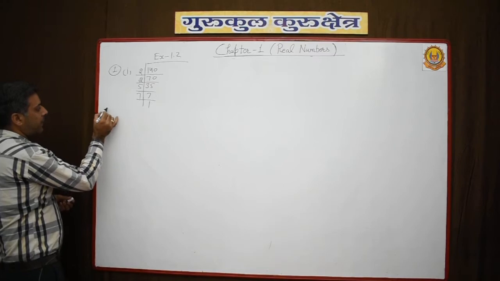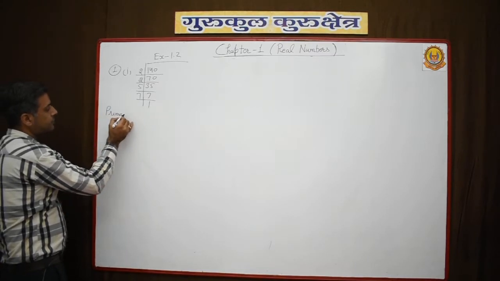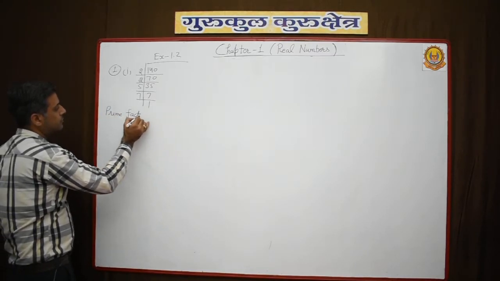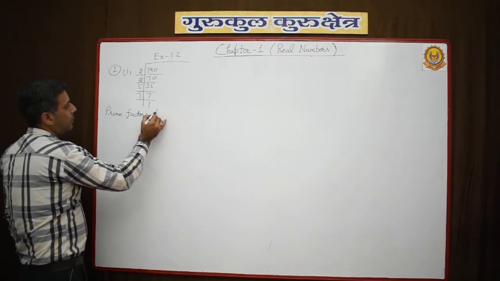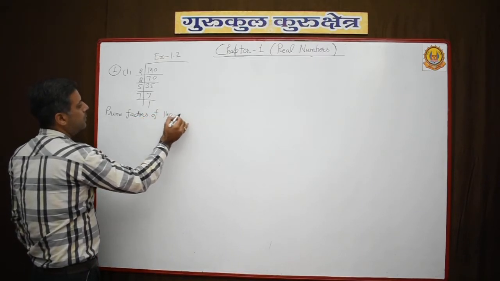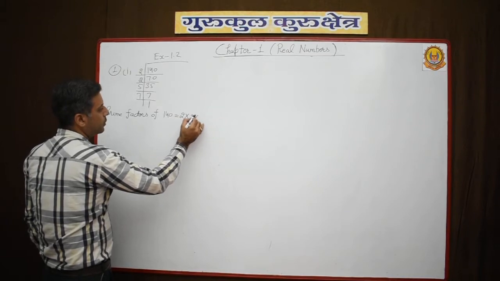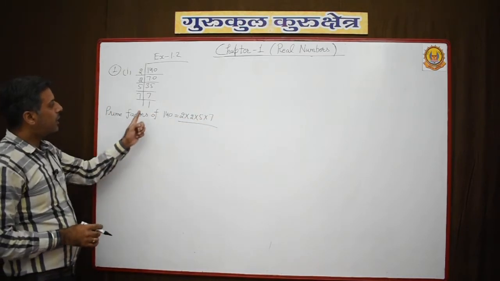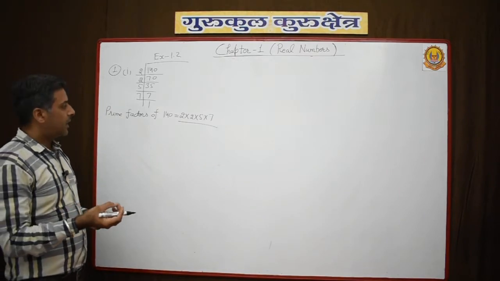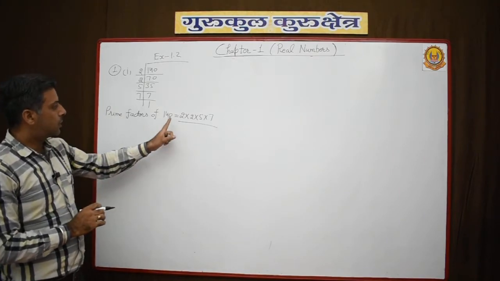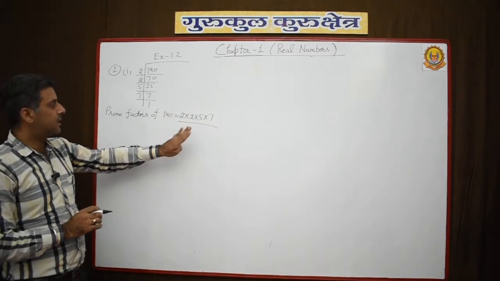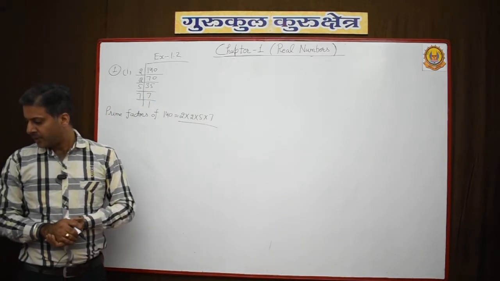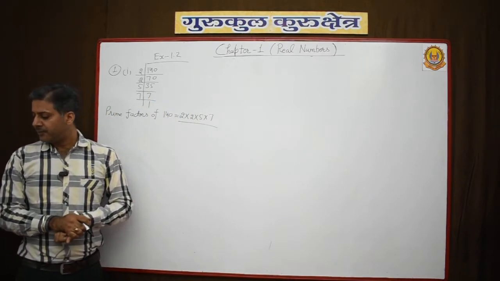So now the prime factors of 140 is equal to 2 into 2 into 5 into 7. We will not take 1 because 1 is neither a prime number nor a composite number. So 2 into 2 into 5 into 7, these are the prime factors. This is the answer. So other parts you can do yourself.